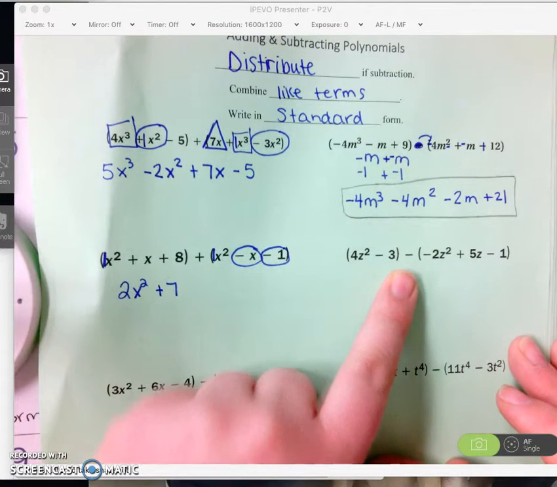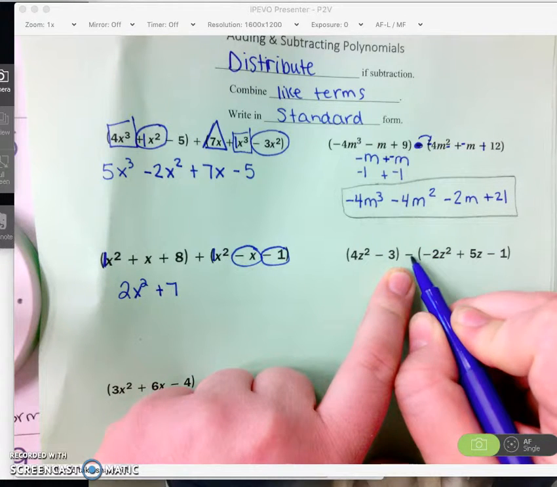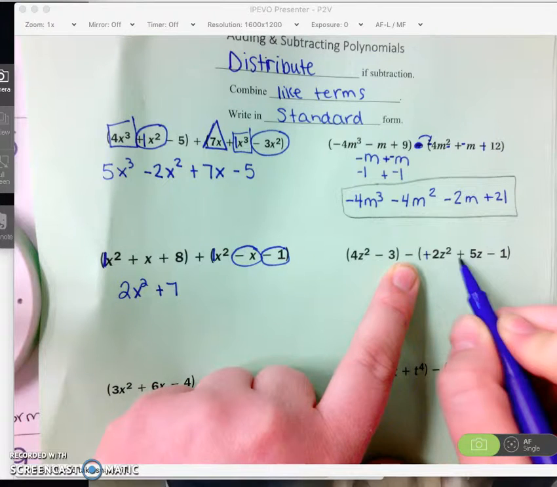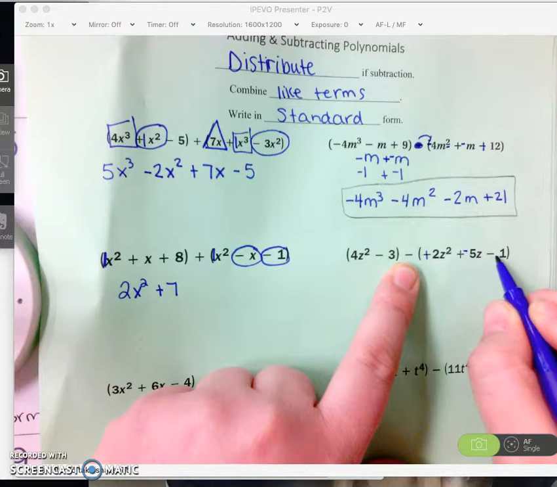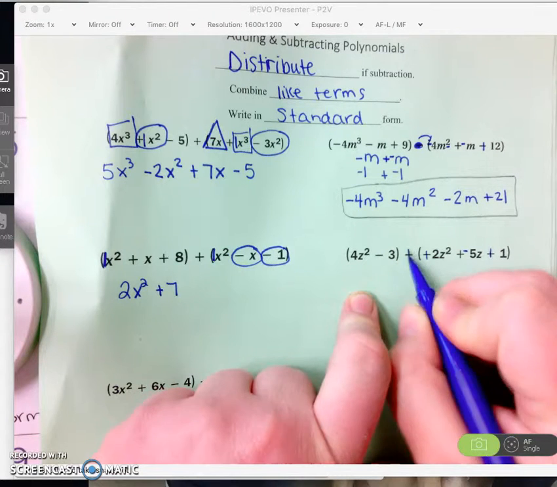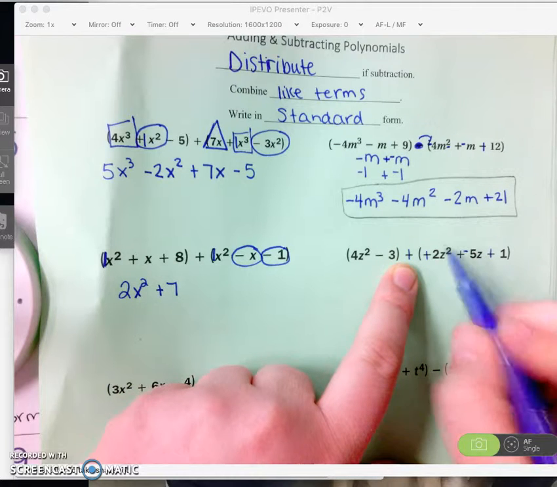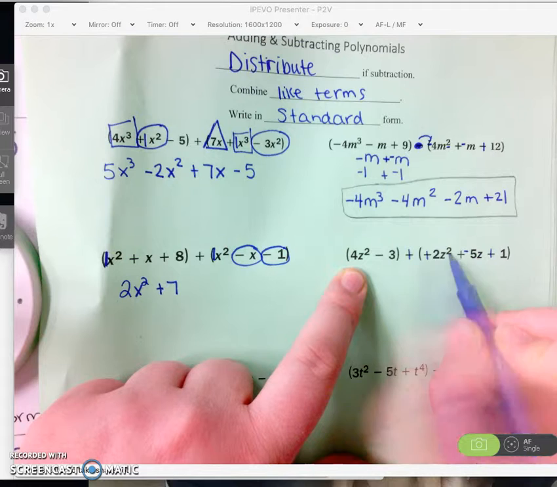Remember, if it's subtraction, you need to distribute. So this negative becomes a positive. This negative positive becomes a negative. This negative becomes a positive. So we're going to actually change this to plus. And we can do that. So now we have squared, z squared, z squared.